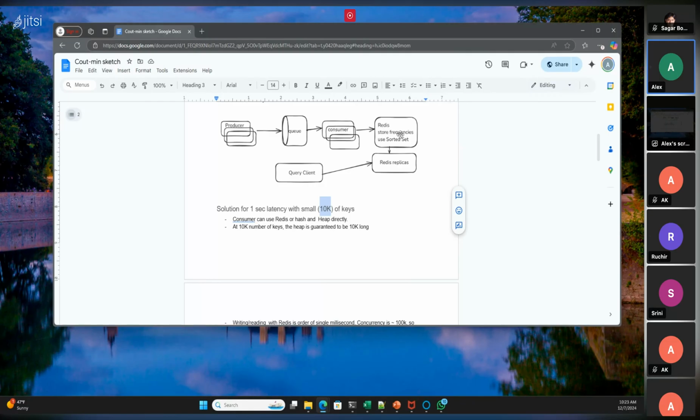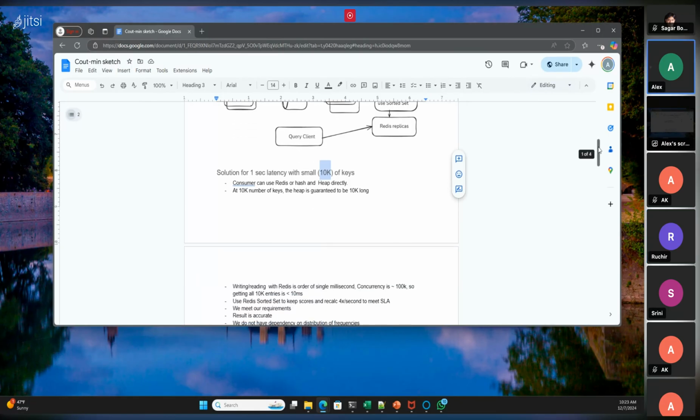Underlying table in Redis. Right. But if this 10K number changes and goes to a million, then this scroll goes down. Okay, I see. So let's look at the small example.